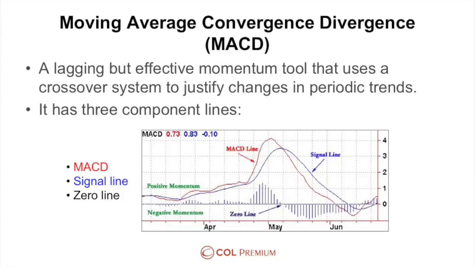It's a lagging indicator. Lagging indicators are best used in trending environments, but it's an effective momentum tool that uses a crossover system. Now, MACD looks complicated, but it's fairly simple. There are three components. The first two are the red line and the blue line that you see go up and down here. The faster line is called the MACD line, which is the line on top, and it's the first one to cross below the slower line. And the blue line is called the signal line.